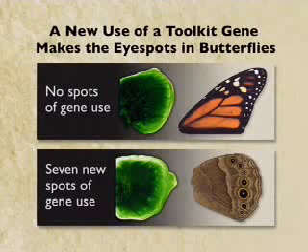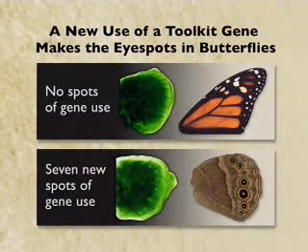edge of the wing. And those white flecks of pigment you see at the end of the monarch wing, those are not eye spots. Those are just little flecks of white pigment. But in the East African butterfly, you can see there are 7 spots where this gene is being used that don't have a counterpart in the monarch butterfly. That's the novelty. That's the difference.